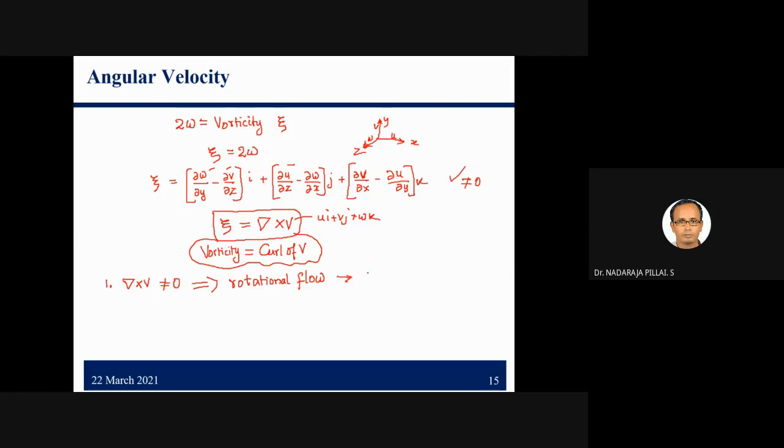So it means that a significant angular velocity exists. The second important condition: if del cross V is equal to 0, that means it is an irrotational flow. So that means there is no angular velocity. No angular velocity.